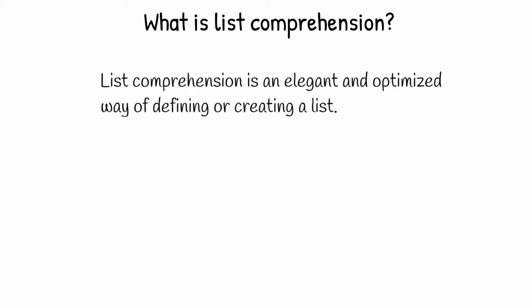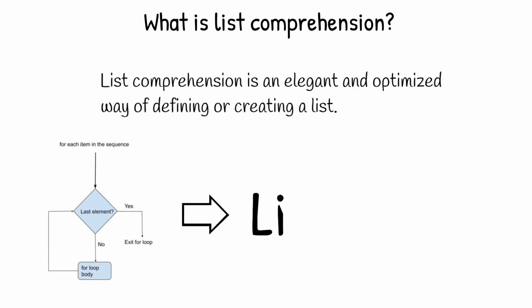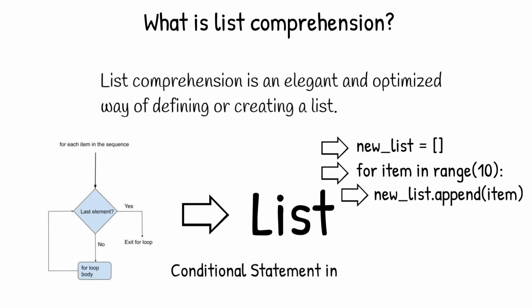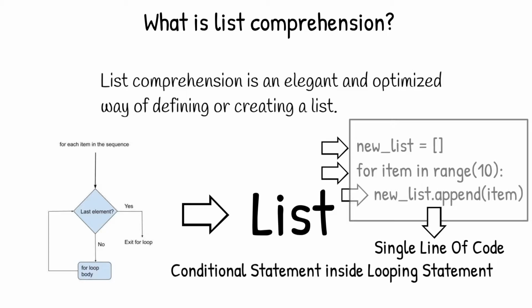So whenever we write a for loop, in order to create a list, or make modifications in an existing list, it usually takes multiple lines of code. Also when we use conditional statements inside a looping statement, it further takes more lines of code to implement the logic, but using list comprehension, we can write all of this in a single line of code. It not only improves the readability of the code, but it also makes the code optimized.